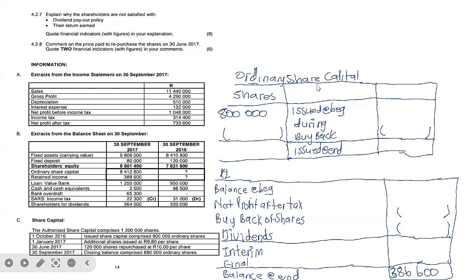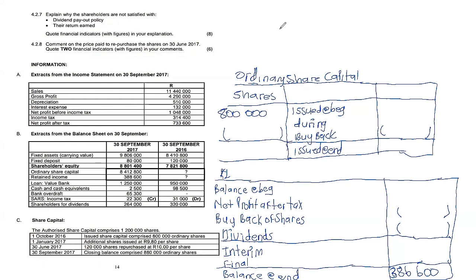So on 1st October 2016, at the beginning, the company had issued out 800,000 shares. And then on 1st January 2017, additional shares were issued at 9 Rand 80 per share. Thereafter, on 30 June 2017, the company decided to repurchase 120,000 shares. However, the closing balance comprised 880,000 ordinary shares. So now we need to complete our ordinary share capital, which is note number 7.